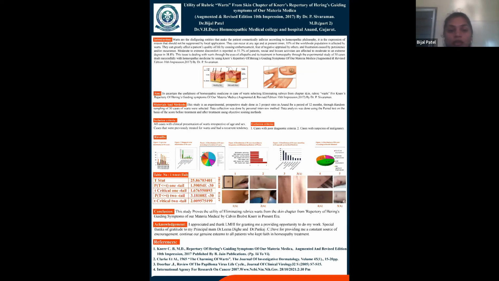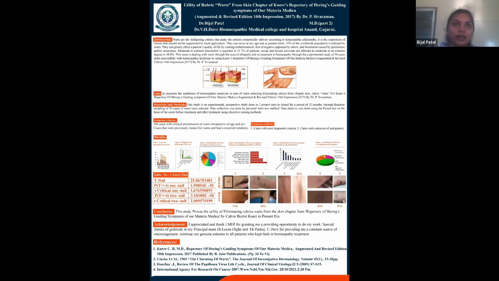Next, the aims and objectives of the study are to study the clinical utility of rubric warts from the Knerr repertory, as well as to ascertain the usefulness of homeopathic remedies in cases of warts by using the eliminating rubric from the Knerr repertory. If we proceed further, the materials and methods of this study are experimental and prospective, which was done in three project sites in Anand for a period of 12 months.